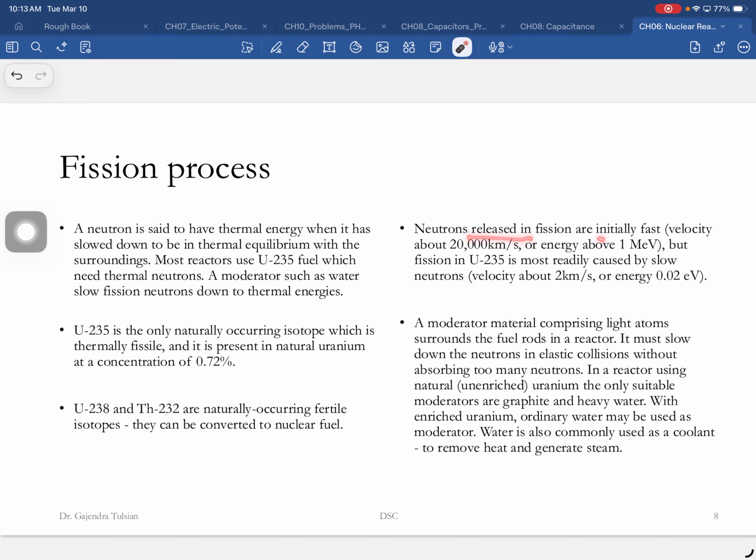Neutrons released in fission initially are going at 20,000 kilometers a second, which in energy units is about 1 MeV. You have to slow them down to 2 kilometers a second. In energy units, you need to slow them down to 0.02 eV. So a moderator does that. A moderator is a material comprising light atoms.